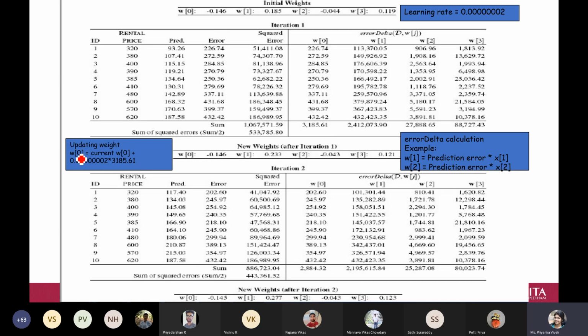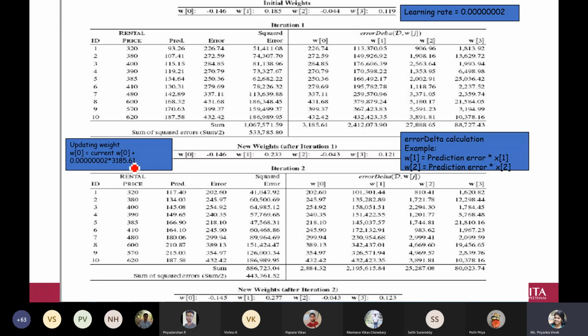Similarly, how will you calculate W1? Current W1, which is 0.185, plus the learning rate, into the error delta for W1. Similarly for all of these, that is how you will update your values for W0, W1, W2, W3.